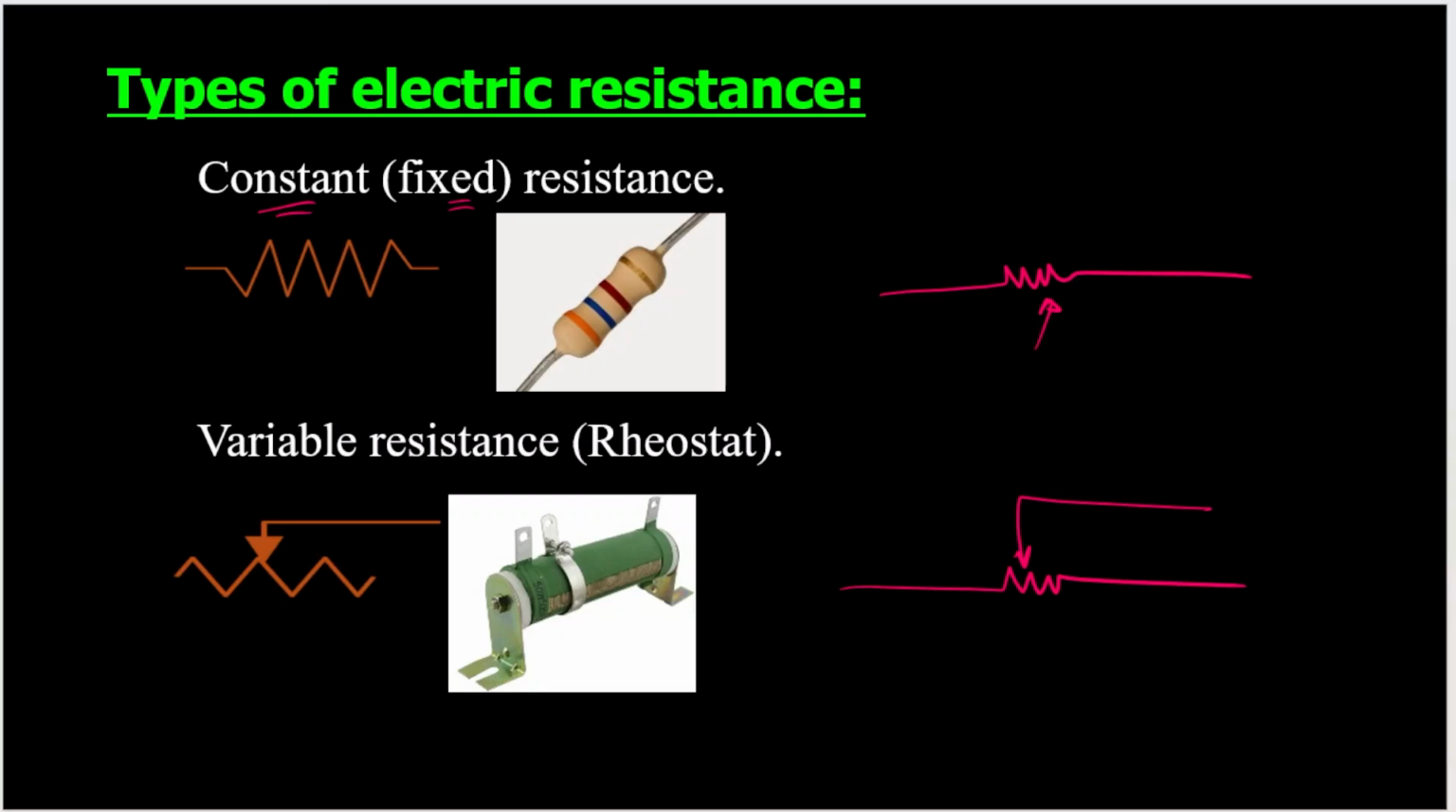By the way, you can change the value of this resistance manually or by using other factors. There are other resistors that you can change its value by changing temperature, by the change of the light intensity, by the change in the voltage, by the polarity of the voltage, and so on. But overall, it's still variable resistance because you can control its value. But we have other resistors which are constant, fixed.